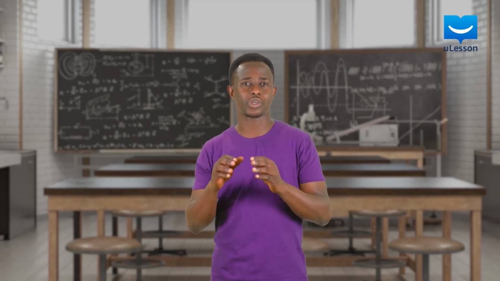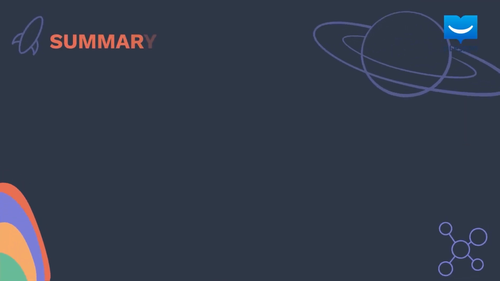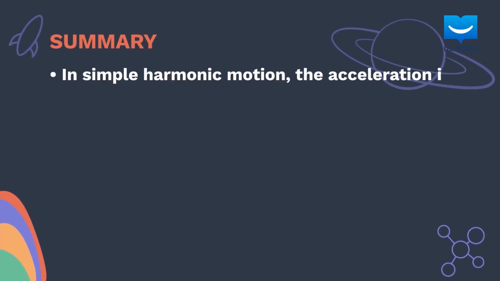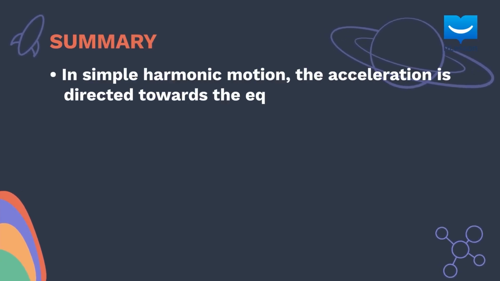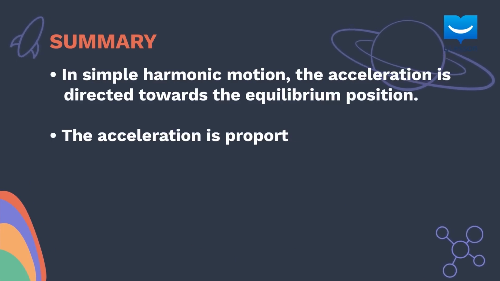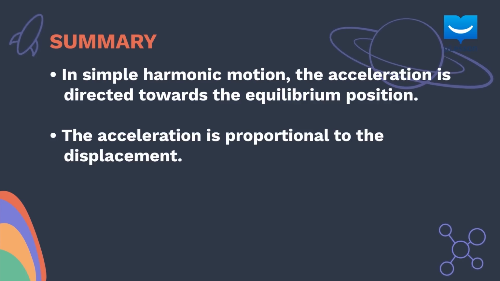Let's recap what we discussed in this lesson. In simple harmonic motion, the acceleration of the body is directed towards a fixed point, which is also known as the equilibrium point, and this acceleration is proportional to displacement from that point. Hope you got that.